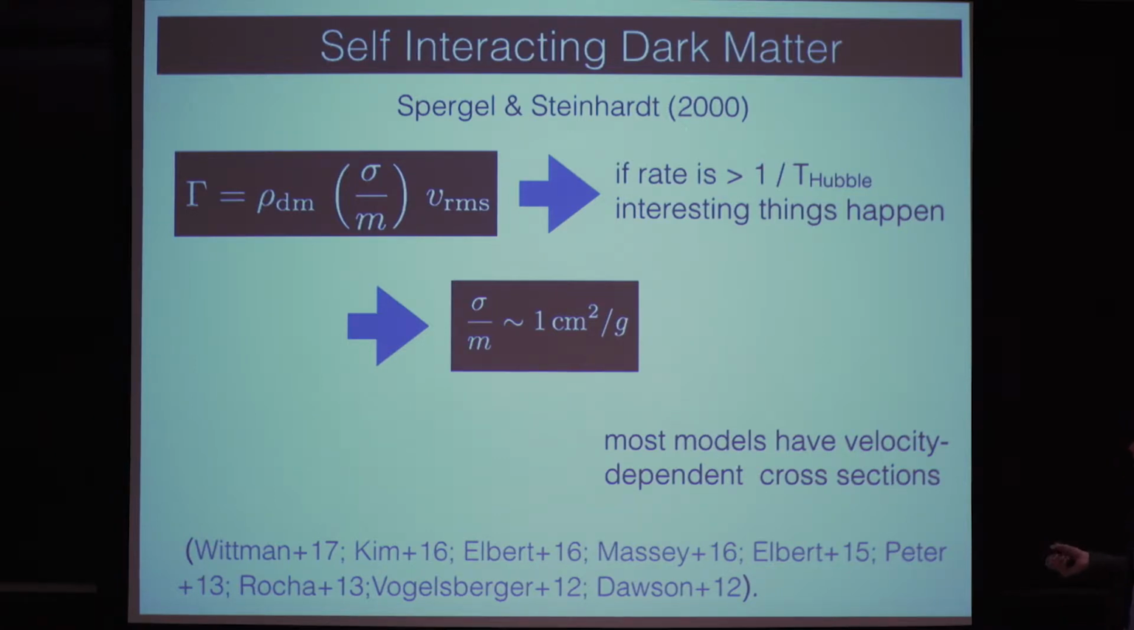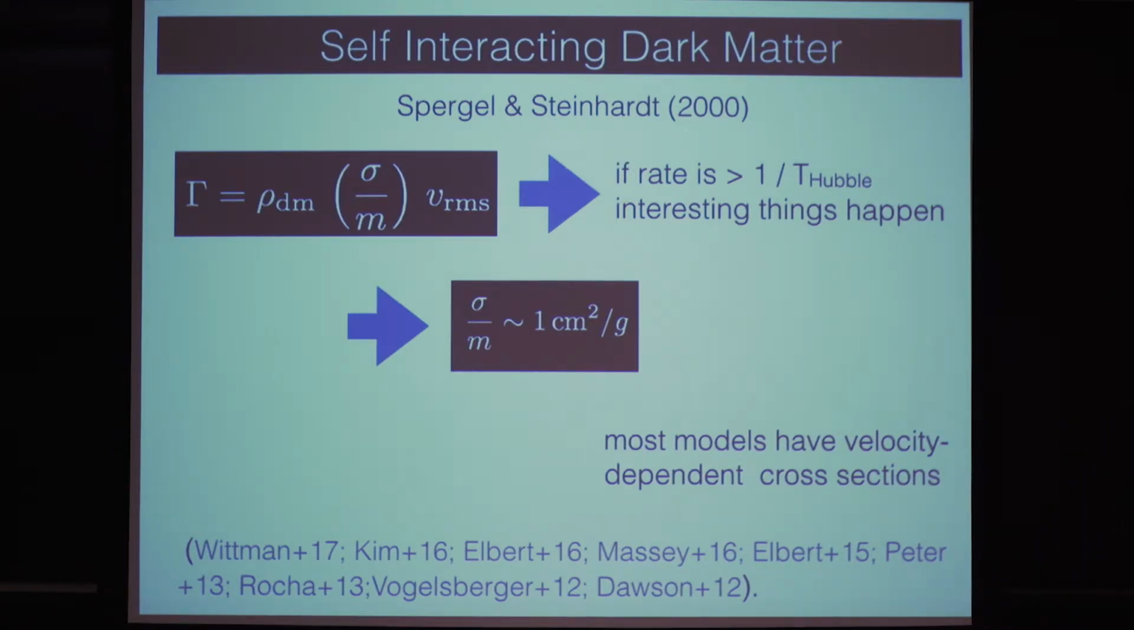But for the models that I'm going to talk about, just to simplify things, we're just going to be running constant cross-section models. The idea being that if you're running a simulation of a dwarf galaxy at a velocity dispersion of 10 kilometers per second, you are constraining the cross-section at about 10 kilometers per second. If you're running a simulation of the Bullet cluster at 1,000 kilometers per second, then you are constraining the cross-section at a velocity of about 1,000 kilometers per second.